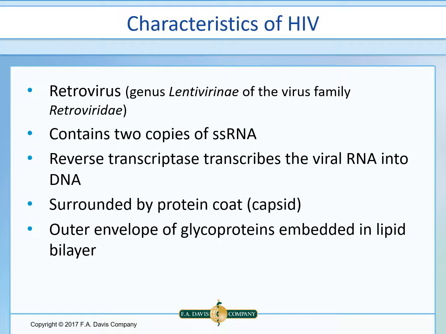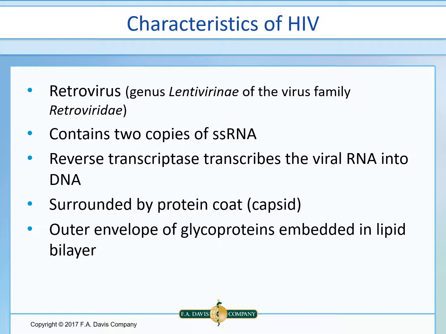The human immunodeficiency virus is classified as a retrovirus. It belongs to the genus Lentivirinae and the virus family Retroviridae. HIV is classified as a retrovirus because it contains RNA, or ribonucleic acid, as its nucleic acid, and also the enzyme reverse transcriptase that transcribes the viral RNA into DNA.